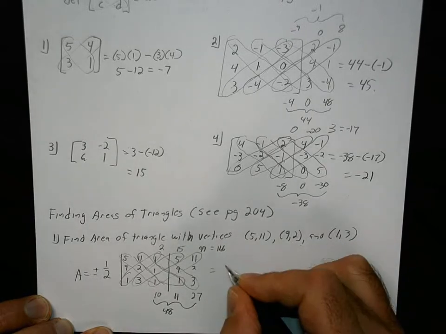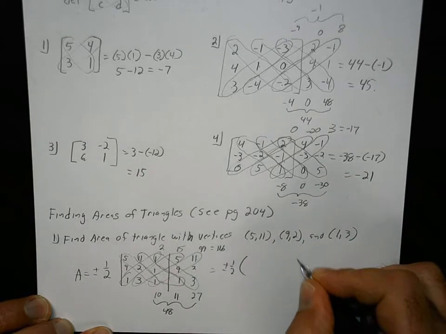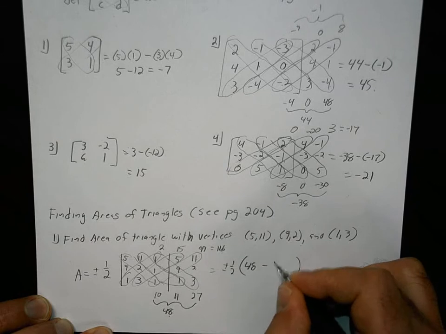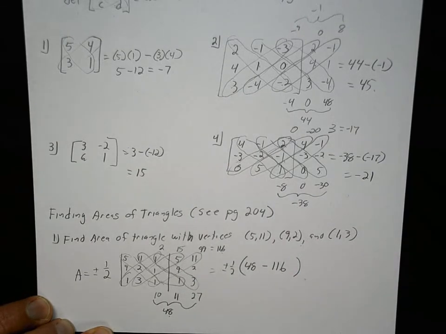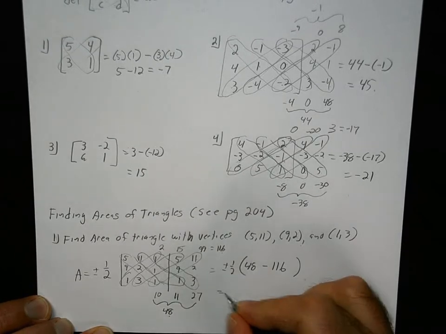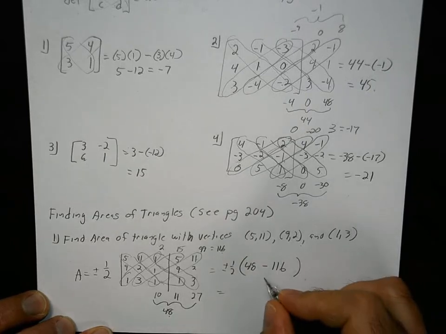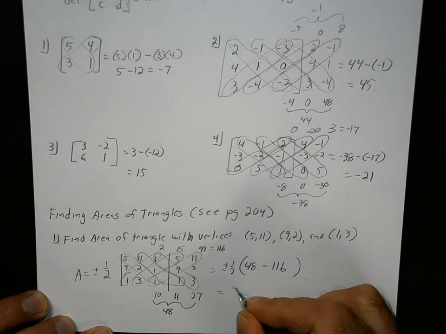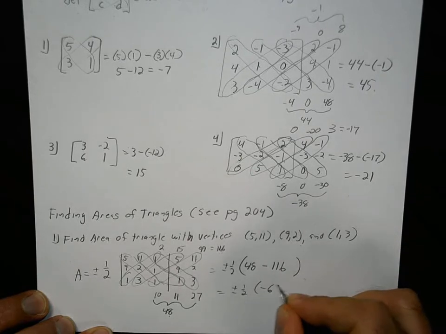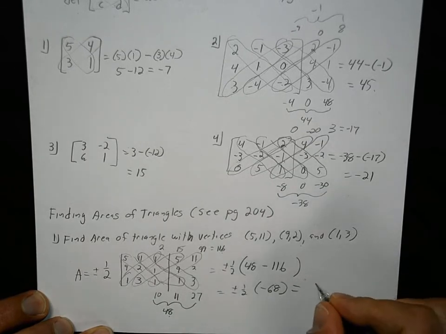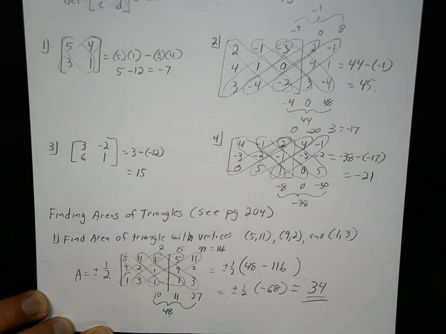Okay, so let's see, I'm going to have plus or minus 1/2 times, I got to take this minus this. Let's see what I get there. So 48 minus 116. That's negative 68. So I got plus or minus 1/2 times negative 68. So because I have a negative determinant, I multiply it by negative 1/2, so I get a positive area of 34. So the area of that triangle with those 3 vertices is 34.